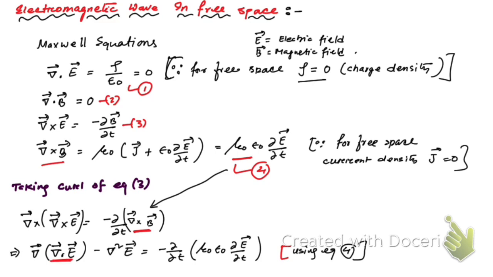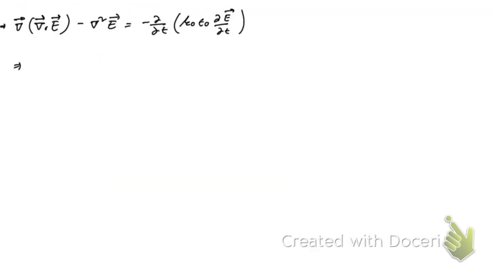del dot E from Maxwell's equation number 1, del dot E, that is equal to 0 here, because in free space the charge density is 0, right? So now let me go to the next slide. So from equation number 1 we can get this is equal to 0. So that's why this equation implies minus this is going to be equal to minus, so these two can be taken out, mu naught epsilon naught. Then if you differentiate it twice, that's going to be second order derivative.